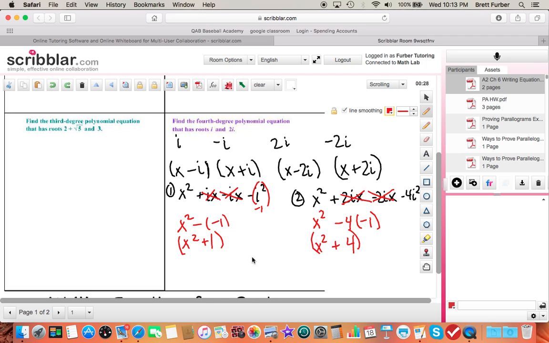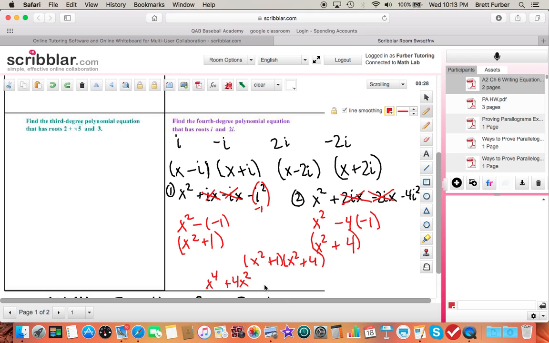So here's the two things I have. And now I'm going to FOIL those to get my final answer. x squared times x squared is x to the 4th. x squared times 4 is positive 4x squared.